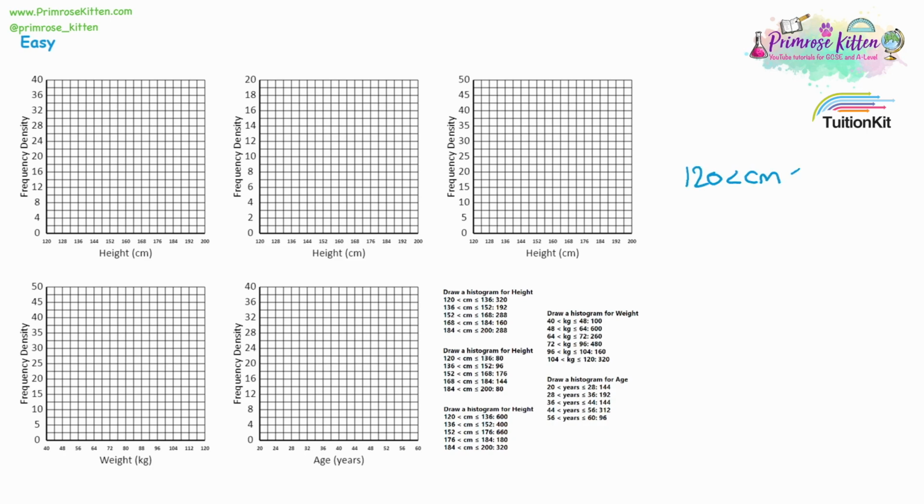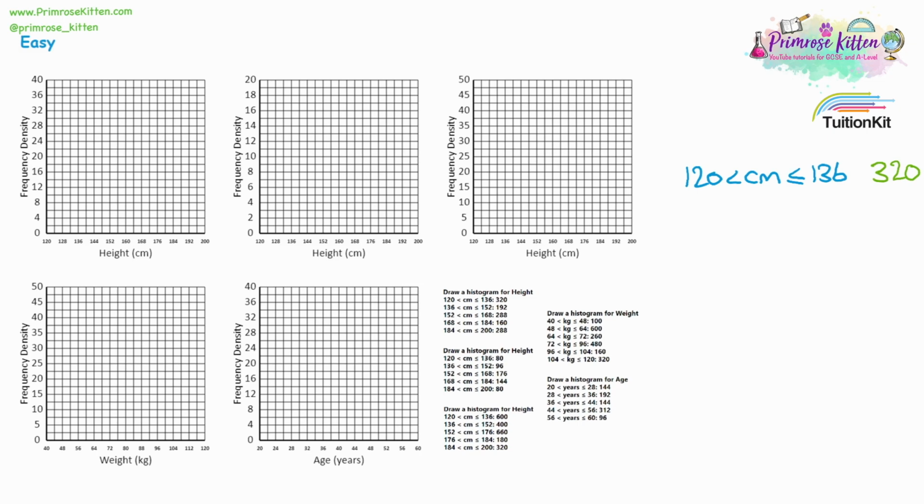and then in between 120 and 136 centimeters, we want to draw 320 people. We want a frequency of 320. And if we have a look at the axes I have drawn here, the frequency density only goes up to 40, doesn't go up to 320. So what on earth do we do?